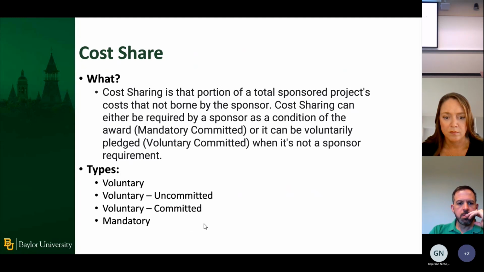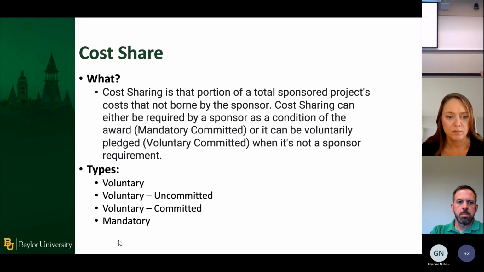Voluntary committed would be those times whenever we have sponsors, especially foundations, that want to know that we are committing a certain amount of money or effort or just something to the project, but we still don't have to record it and we don't have to report it to them, but we just have to put in our budget justification and in our proposal that we will have graduate students working on that that will be paying their tuition, things like that.